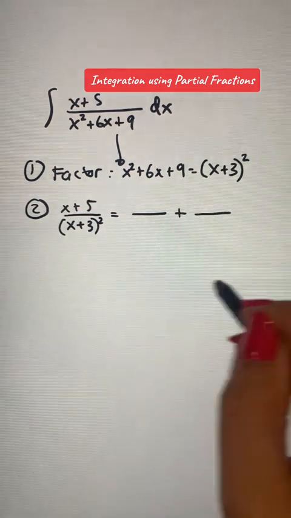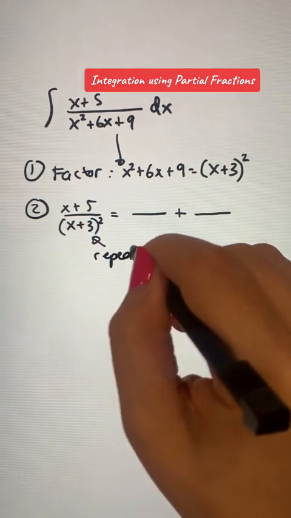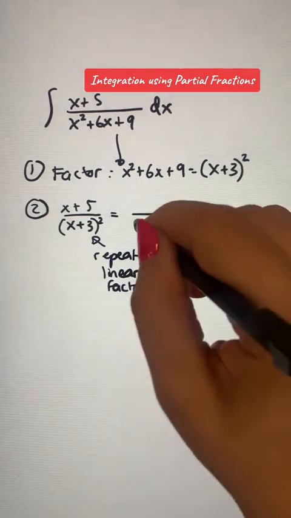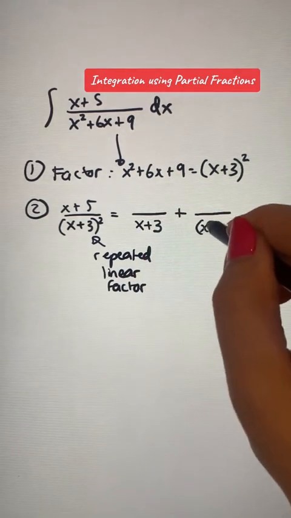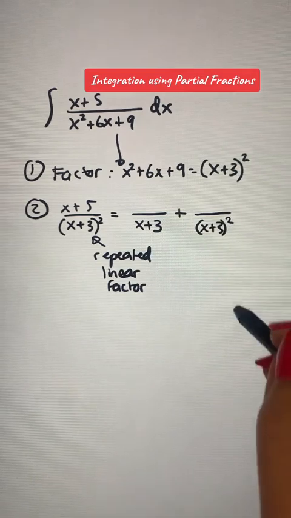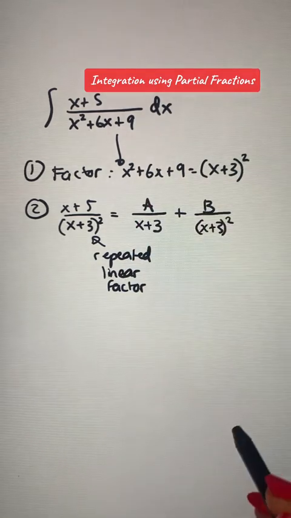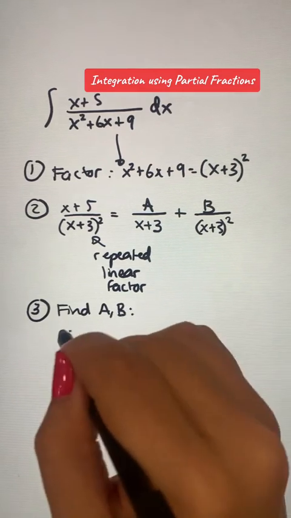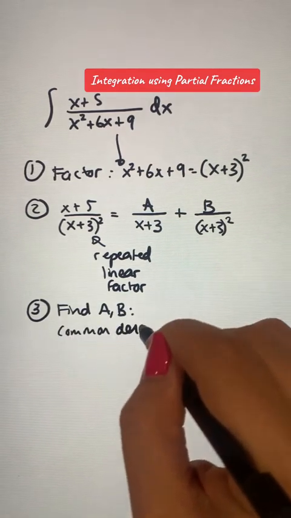And since it's all squared, it means that it is repeated, because this means x plus 3 times x plus 3. For our denominator, one is going to be x plus 3 to the power 1, and the other one's going to be x plus 3 to the power 2. You're going to go up to the same power as what you have in your question. For numerators, it's still going to be just constants a and b like case 1.